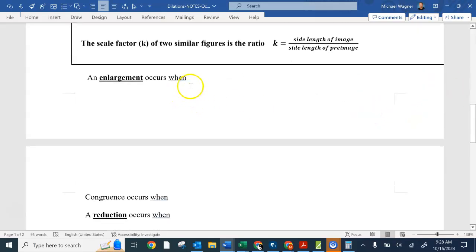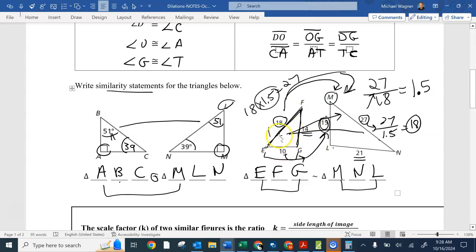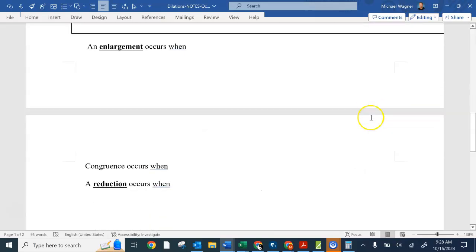An enlargement occurs when the image, the secondary figure, is larger than the pre-image. Let's just say this is a pre-image, the first figure, and then this is the image after the change. That would be an enlargement. Or if we started with the bigger one and went to the smaller one, that would be a reduction.